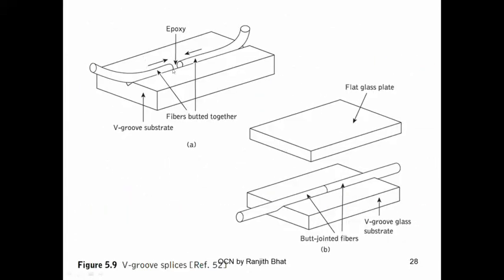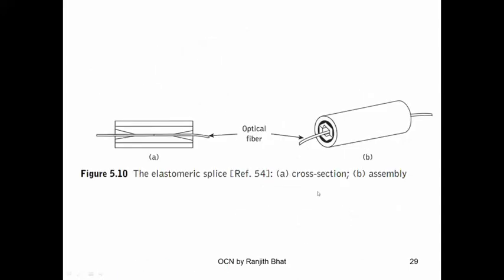V groove is also simple. You have a V groove here in the substrate, and I'm going to place the two fibers with the help of an epoxy resin. Epoxy resin is like a gel which is going to blend these two fibers together so that the light can pass easily without any loss. So this is joined together, and above which there is a fiber plate which I'm going to keep above it so that the fibers are butted together.